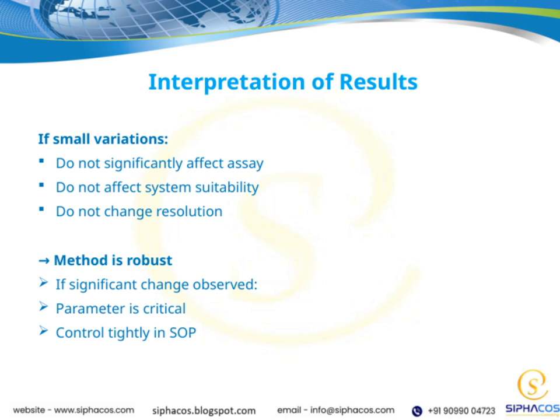This indicates that our method is robust, capable of handling slight fluctuations without compromising quality. However, if we observe a significant change when testing these variations, that tells us the parameter is critical. In such cases, we need to control that parameter very tightly, and this must be clearly specified in our standard operating procedures. Overall, understanding whether a variation is minor or major helps us maintain the integrity and reliability of our method, ensuring consistent and trustworthy results every time.